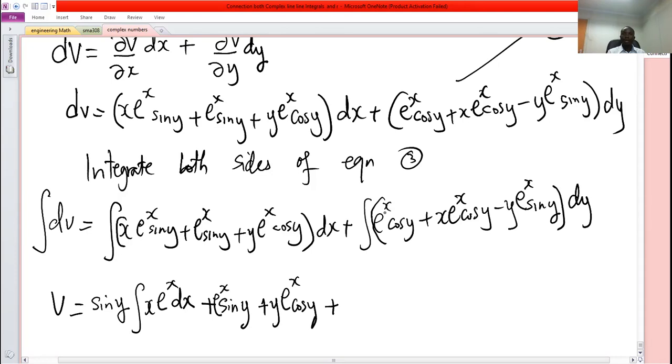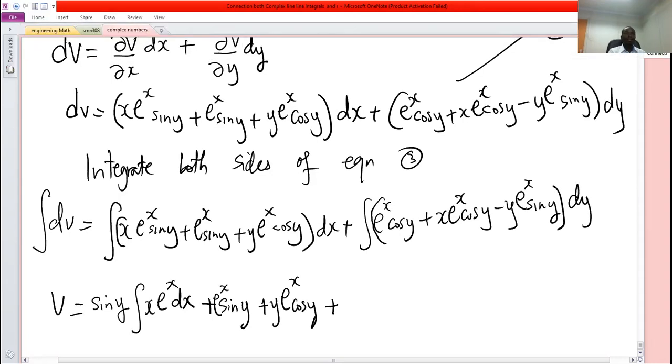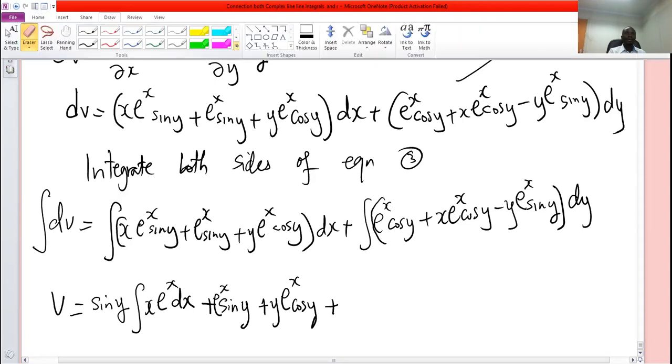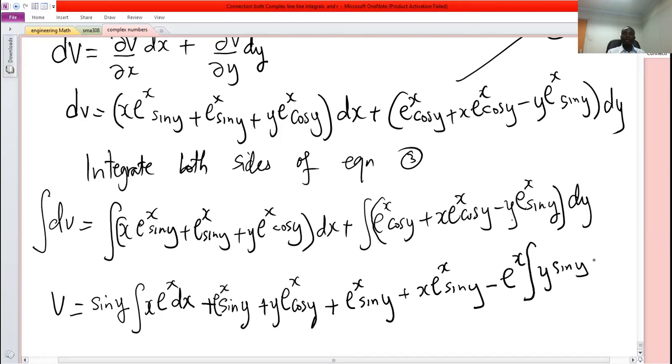Plus, this is with respect to y. Integrating the cosine function, you get a positive sine. So there will be just e raised to the power x sine y. Here, integration of cos is also a positive sine, so x e raised to the power x sine of y. Here, this y and sine y: we factor out e raised to the power x and integrate y sine of y dy.